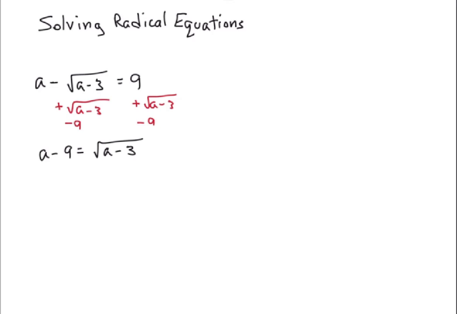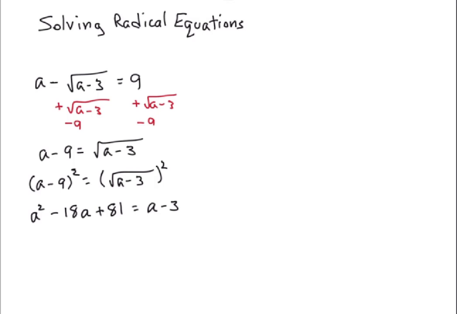Okay, so now that we have this, all we need to do is square both sides of the equation. So we're going to have a minus 9 squared equals the square root of a minus 3, squared. And so on the left, we need to FOIL that out. So that's going to be a squared minus 18a plus 81. And on the right, the square root and the squared just cancel each other out. A minus 3.